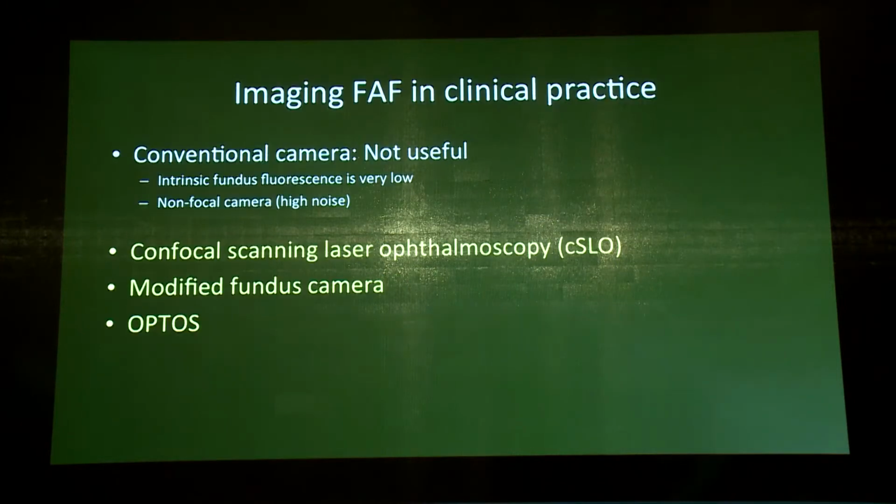How do we image autofluorescence? We can't really use a conventional camera because the light that is emitted by the retinal pigment epithelium lipofuscin is actually very low, and the camera is non-confocal, so we'll have a lot of noise. We won't be able to interpret what's coming out from the RPE itself. So we have to use other techniques such as the confocal scanning laser ophthalmoscope or a modified camera.